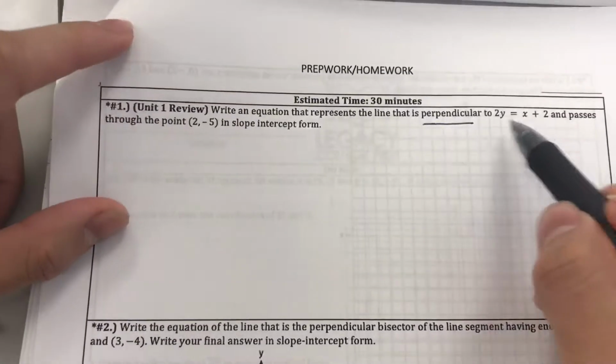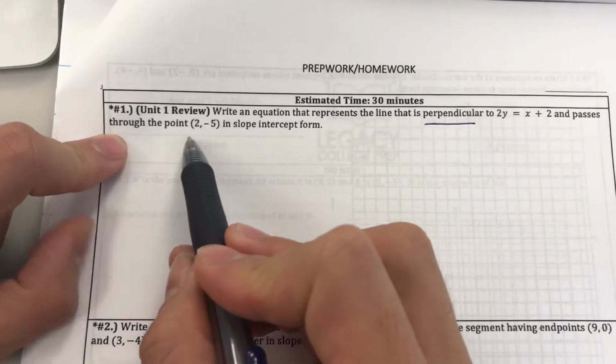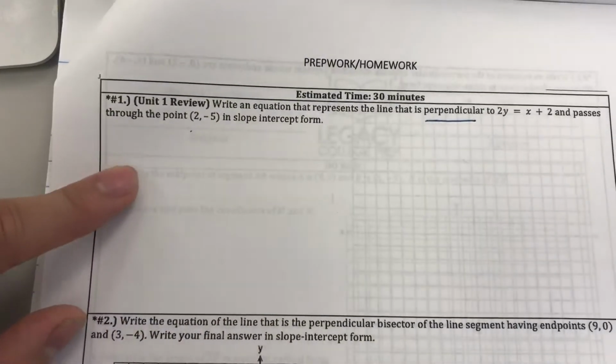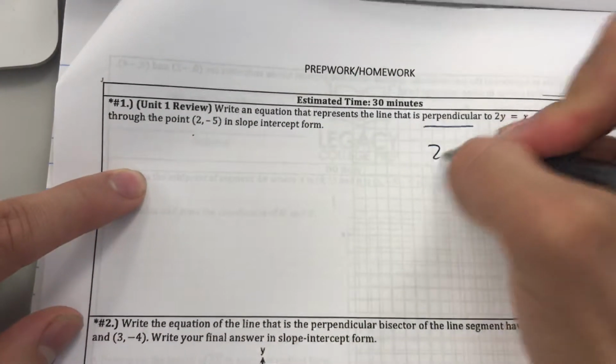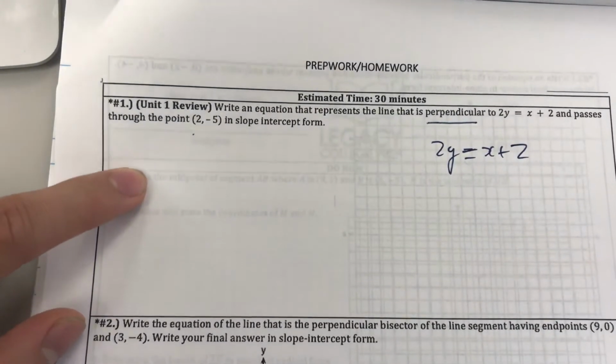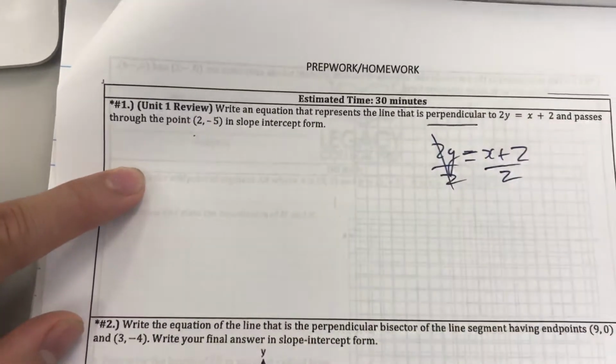So here you have this equation, 2y equals x plus 2, and they want a perpendicular line that passes through this point, right? And they want the final answer in slope-intercept format. So let's take a look at this. First you have here 2y equals x plus 2, right? Obviously this is standard form, so we want to get into slope-intercept form. All I have to do is divide by 2 because I'm solving for y.